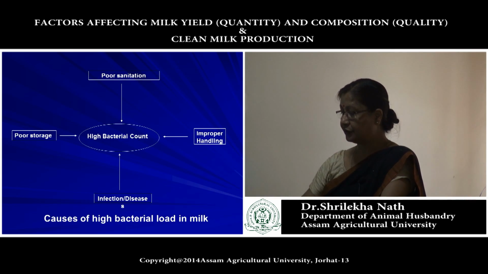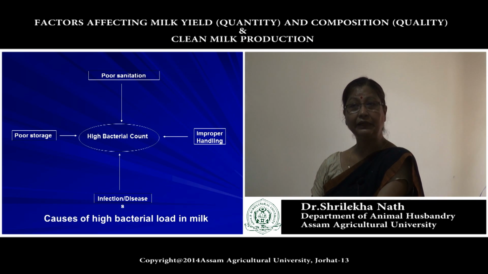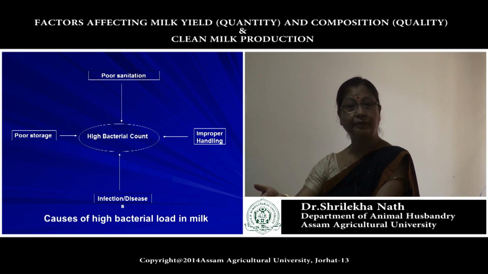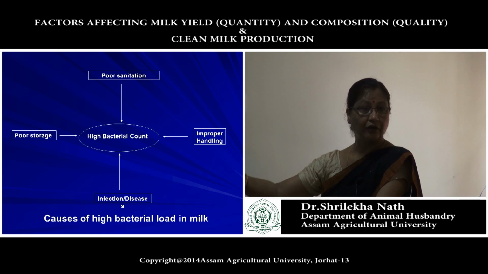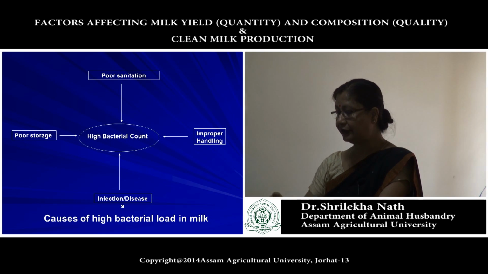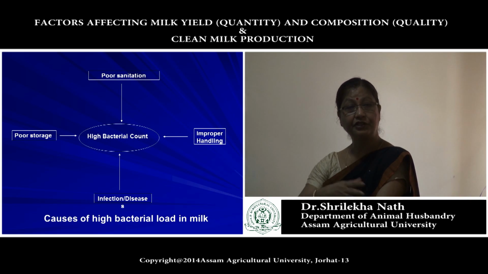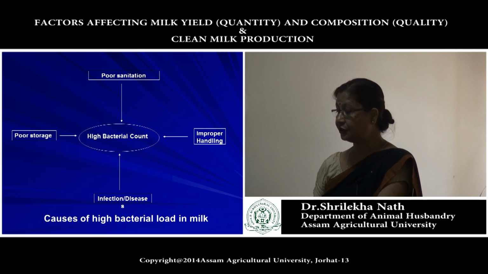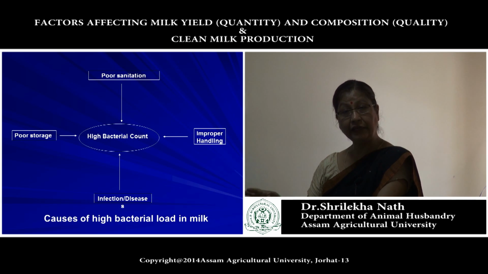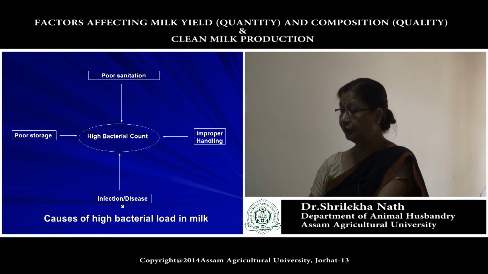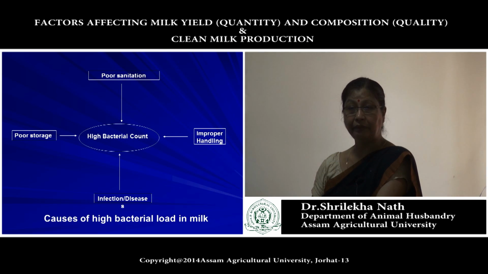So hygienic measures. From where does this high bacterial count in milk come? Why do I say bacterial count? Because major deterioration occurs due to bacteria. Bacteria will produce lipase enzyme. Lipase again will cause deterioration of fat. All these things are related. So poor storage of milk may be one factor. Poor sanitation: when you are milking the animal, the hygienic condition is not maintained. Improper handling of the animal may be one factor, and disease condition of the animal may be responsible for this high bacterial count in the milk.